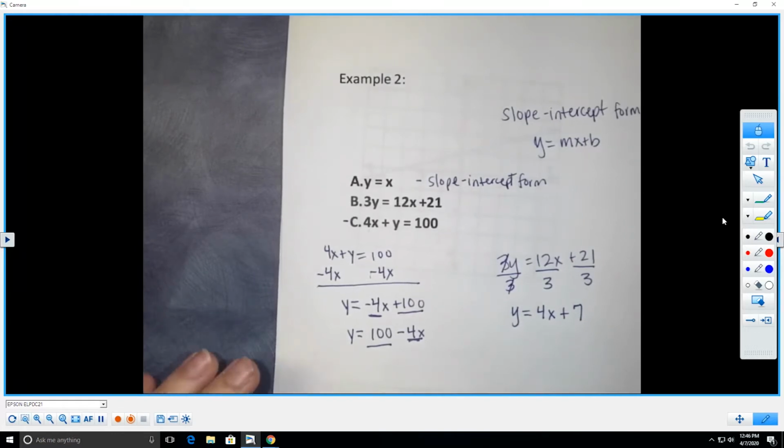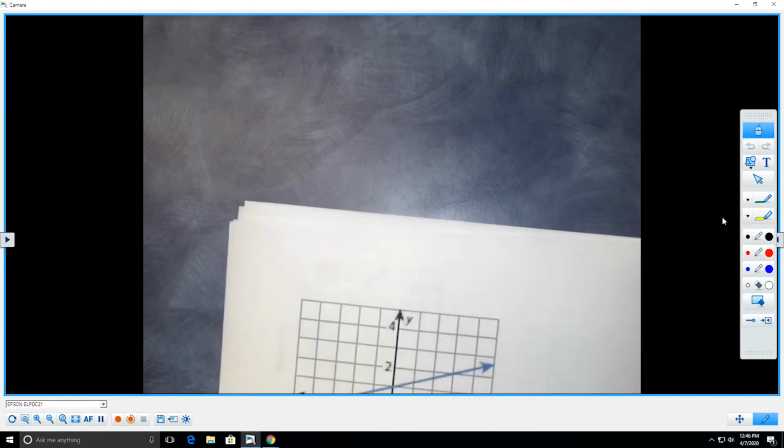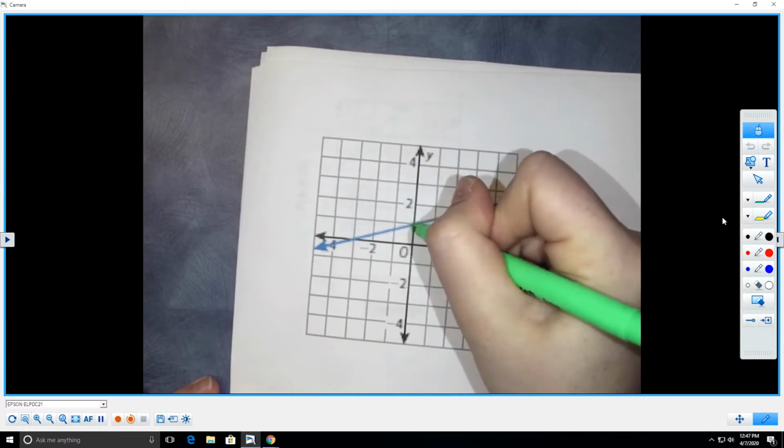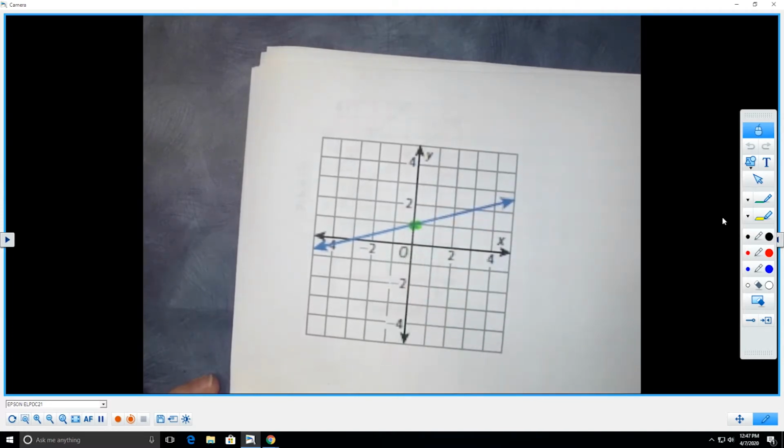Okay, now let's explore a graph to see if we can get the slope-intercept form from a graph. Let's take a look at this graph here. Okay, what can we see? What is the y-intercept of the graph, or the value of y when x is 0? I hope you could see that the value of y when x is 0 is 1. So here is our y-intercept.